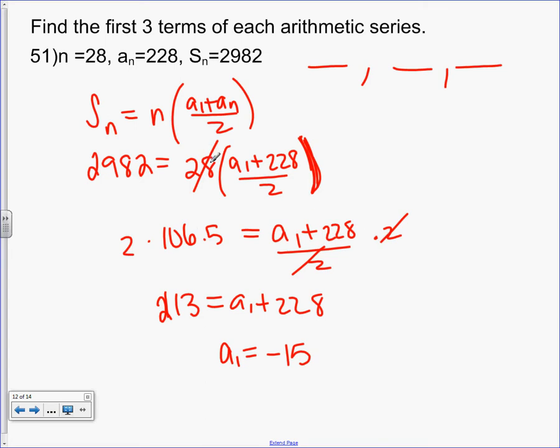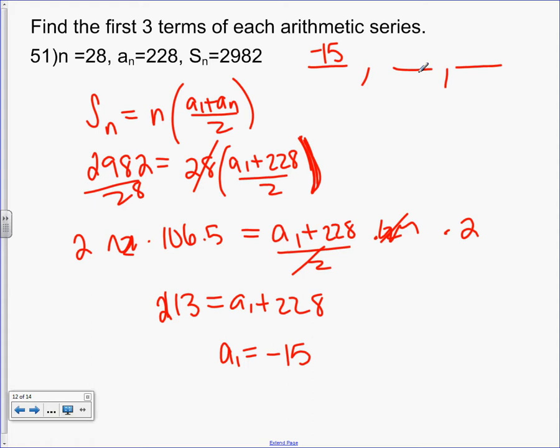From here to here, I divided by the 28 to make it go away. And here as well. Okay. So I got the 106.5 equals this. And then you have to get rid of the dividing by 2, so you multiply by 2. Okay. And then we subtract the 228. So I can go ahead and fill that in, right? A sub 1 is negative 15.